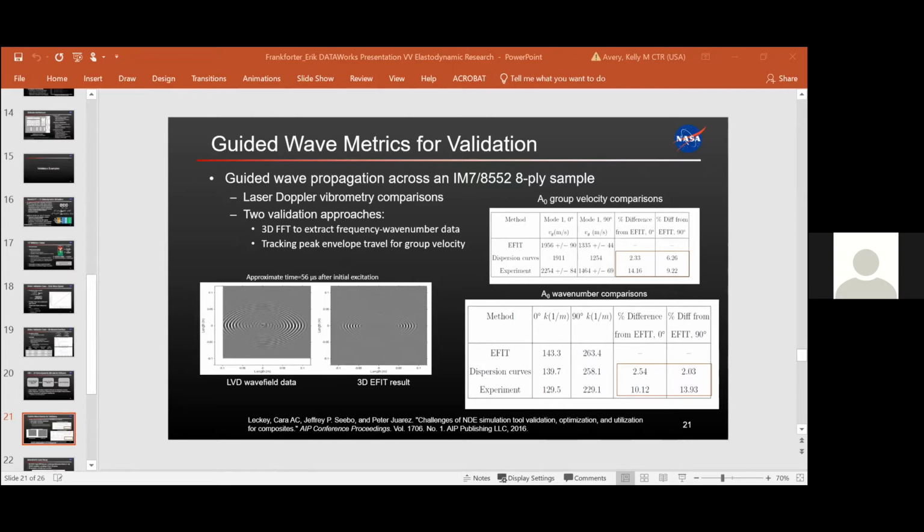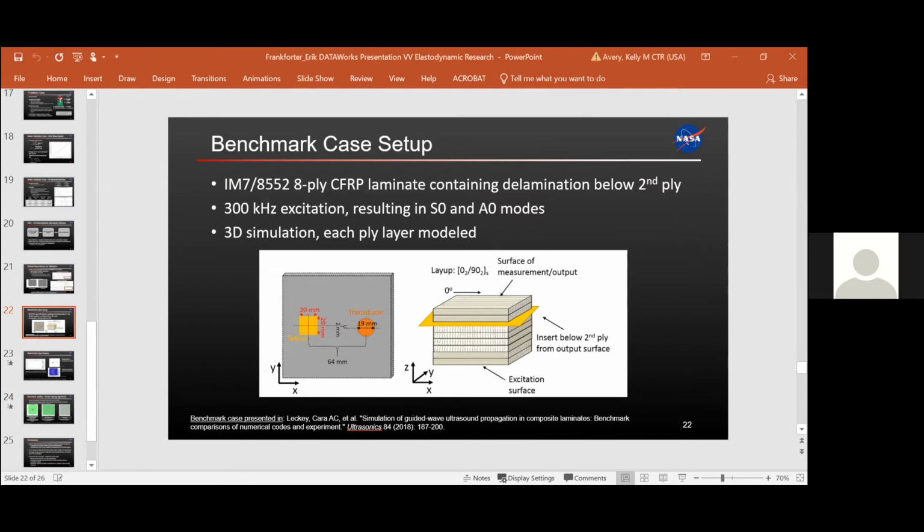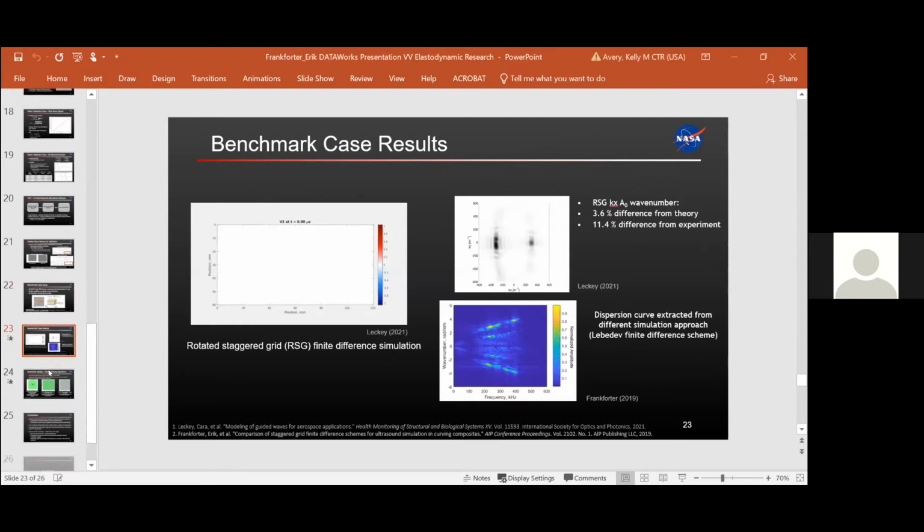And slide 22 here, and I think this will be one of my last slides. I have a demonstration of a benchmark case, in which we have a delamination placed between two plies in the carbon fiber reinforced polymer. And then slide 23, an example of the propagating wave field.